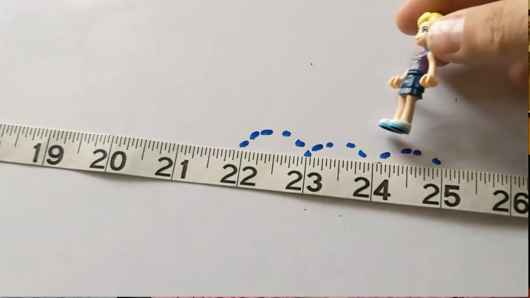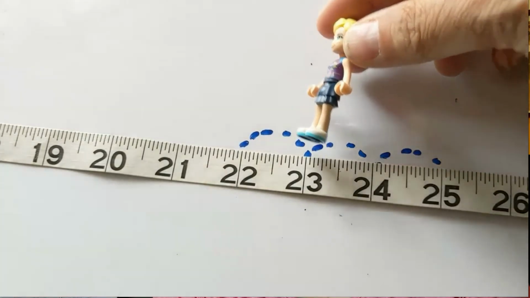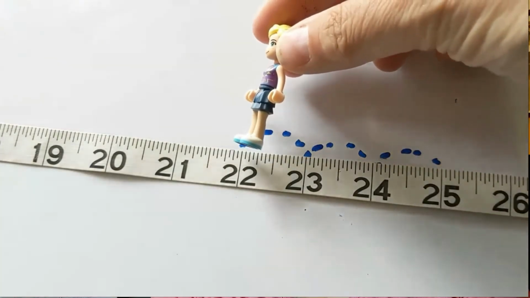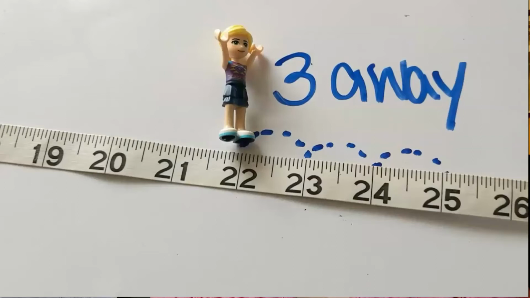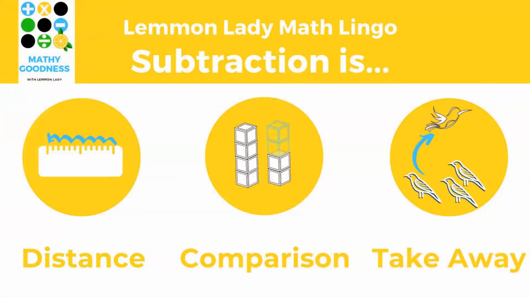Later on, we're going to use the idea of a difference between two numbers or the space between two numbers to develop some very sophisticated strategies. So it's really important that we lay the groundwork for these strategies by understanding that subtraction can mean how far apart numbers are.